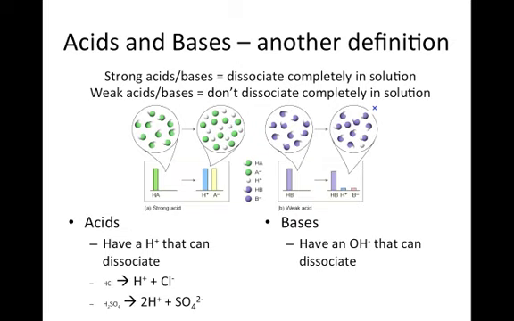The definition of a base here is different than the one you heard a few minutes ago. While acids have H+ ions that can dissociate, bases have OH- ions that can dissociate. An example of a strong base is NaOH, which dissociates completely into Na+ and OH-. Another example of a strong base is CaOH2, which dissociates into Ca2+ and 2 OH-.